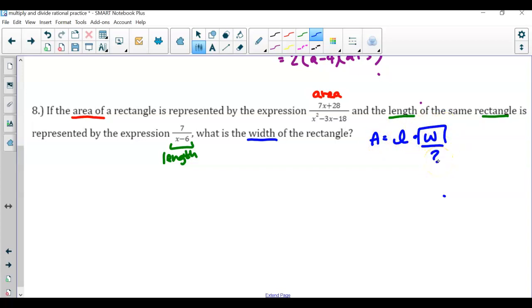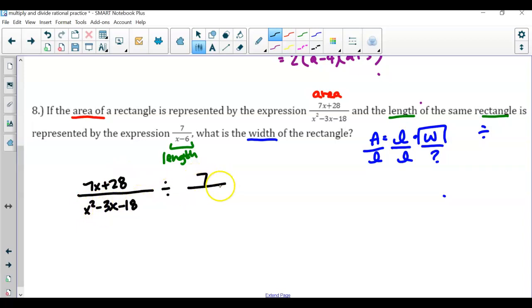So that's why in this case, this is division. So we're going to divide to solve this problem because you would have to divide by that length to solve for the width. So we have area divided by that length here. So I have my area, which is 7x plus 28. And we're going to divide that by the length, which is 7 over x minus 6.